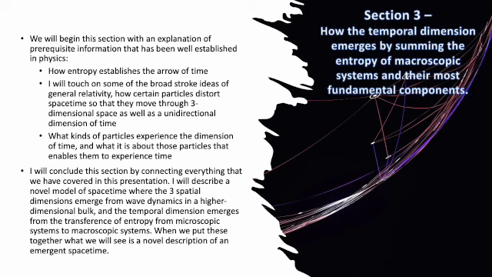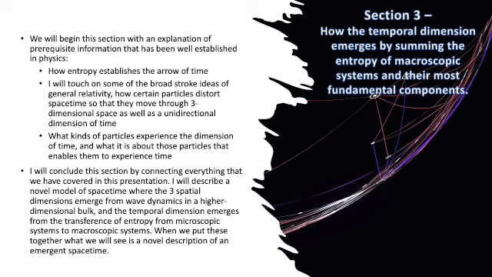I'm going to touch on some of the broad strokes of general relativity, how certain particles distort space-time so they move through the three-dimensional space as well as the unidirectional dimension of time, what kinds of particles experience the dimension of time, and what it is about those particles that enables them to experience time. And then we conclude the section by taking what we have covered in the second and third sections together.